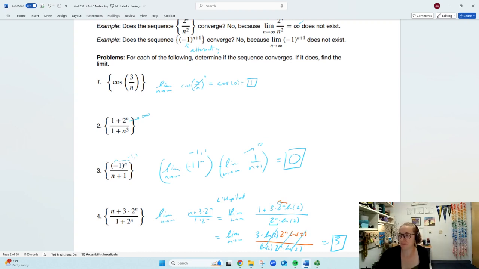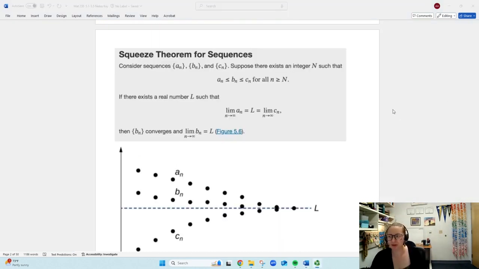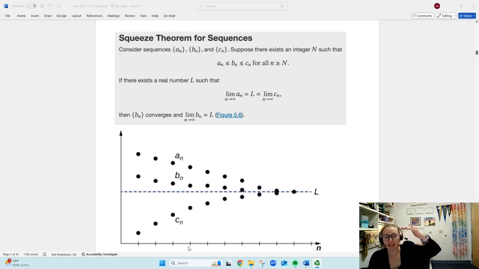A few other things to talk about. So if I have a middle of my sandwich, I have a top of my sandwich and a bottom of my sandwich, that middle is always going to be in the middle. So it's kind of like this squeeze theorem for sequences. If I have a sequence on top, and I have a sequence on bottom, and I have a sequence that's always in the middle between them, then they're all going to converge to the same thing.